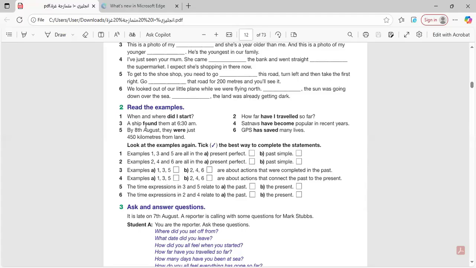Done, right? Examples 1, 3, and 5, or 2, 4, and 6 are about actions that connect the past to the present. Yes, guys, it's 2, 4, 6, which is present perfect. Okay, it's action connected to the present. The time expressions in 3 and 5 relate to what? Past, right, guys? The past. Good job. The time expressions in 2 and 4 relate to the present. Yes, it's present. Good job.